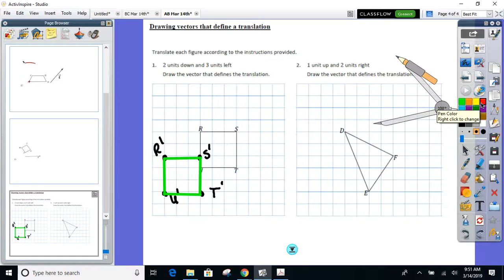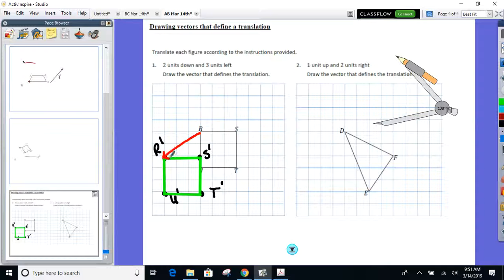And then it says draw the vector that defines it. So I need a vector drawn that says you're going 3 units to the left, 2 units down. We did only one yesterday, so I wanted to make sure we got more examples today. How to actually draw that vector in now. Easiest way is to do what? Connect a pre-image with an image point using a vector. So from R to R prime using a vector.